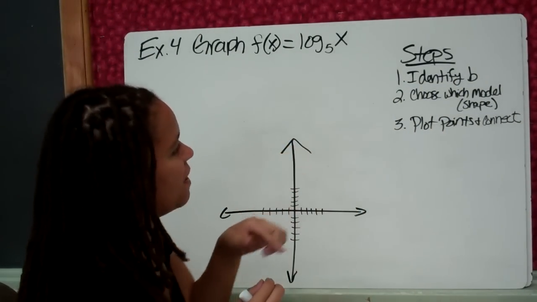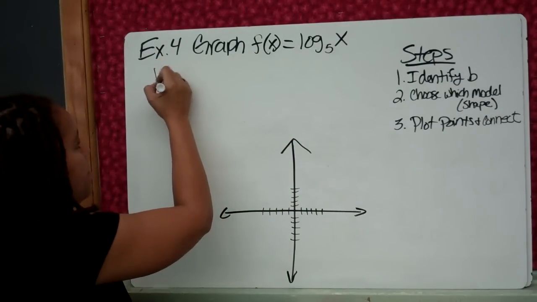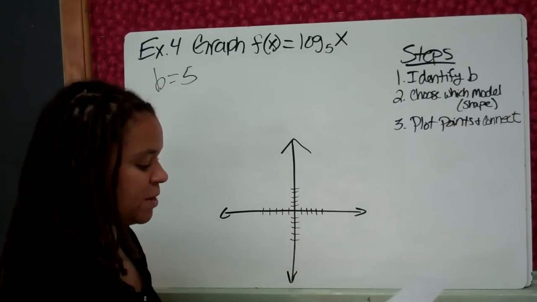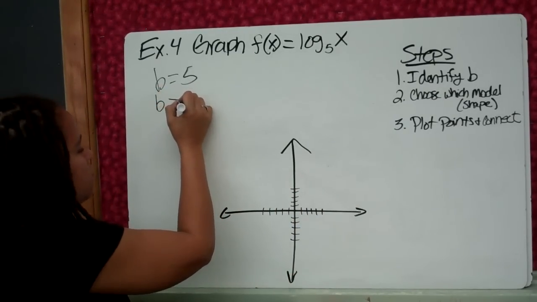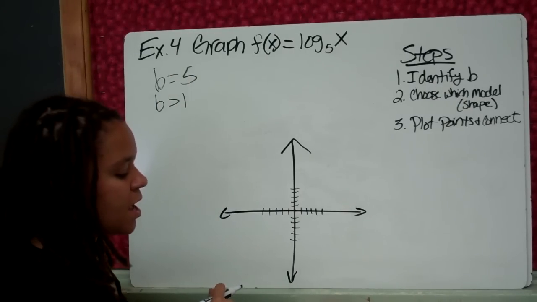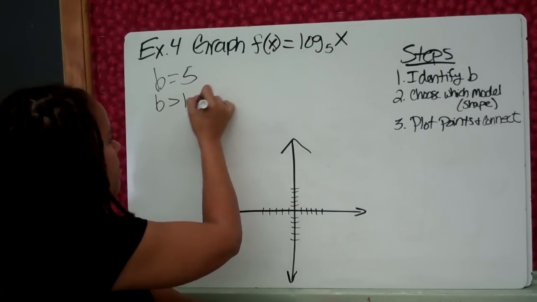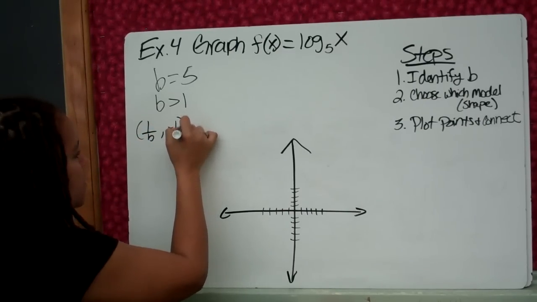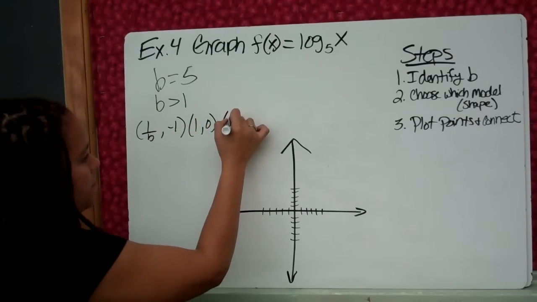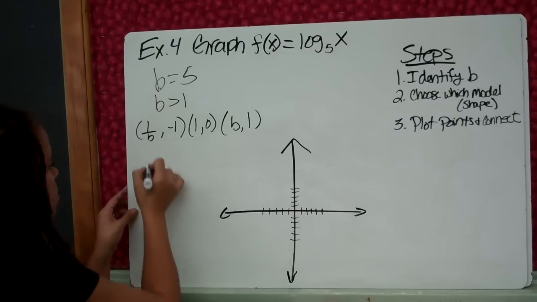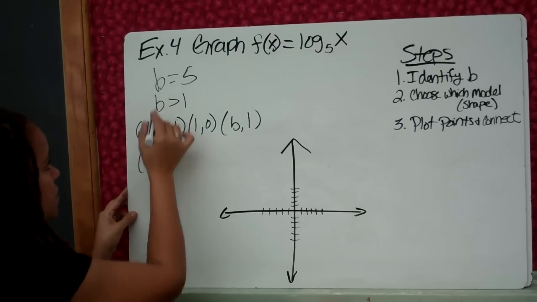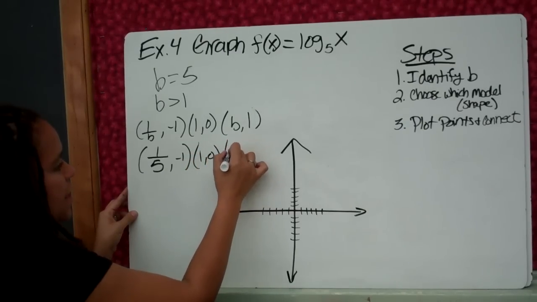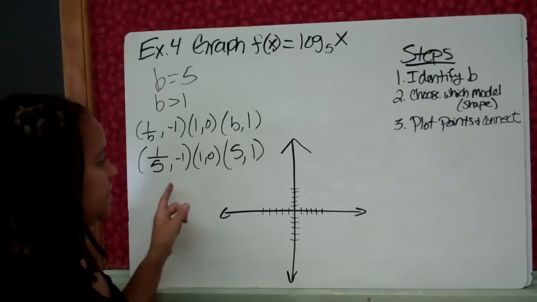So if we're going to graph log base 5 of x, we want to identify b. Well, b is 5. And since b is greater than 1, that tells us what shape we're going to be looking at. And now we can use those points. Since our points are (1/b, -1), (1, 0), and (b, 1). So let's write those: (1/b, -1), (1, 0), and (b, 1). These are our 3 points.